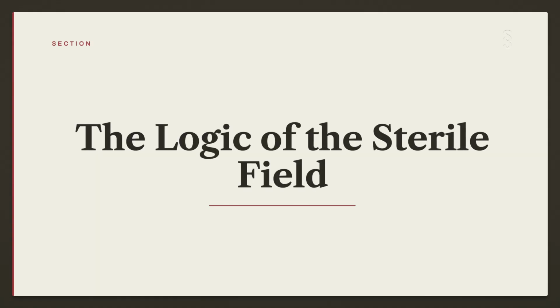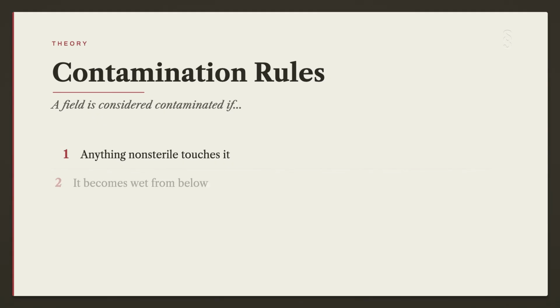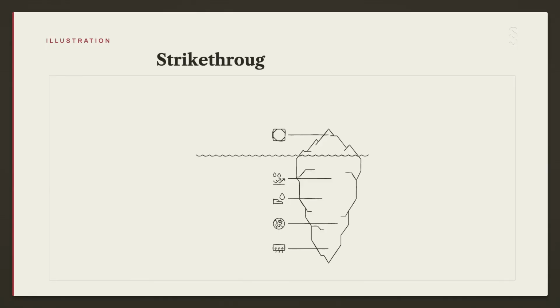Sterile technique isn't a list of arbitrary rules. Every step answers one question. How do you move sterile liquid past a contaminated surface without letting the two touch? Surgical asepsis works in absolutes. A field is contaminated if anything non-sterile touches it, if it gets wet from a non-sterile source, if it drops below waist level or out of sight, or if someone reaches across it.